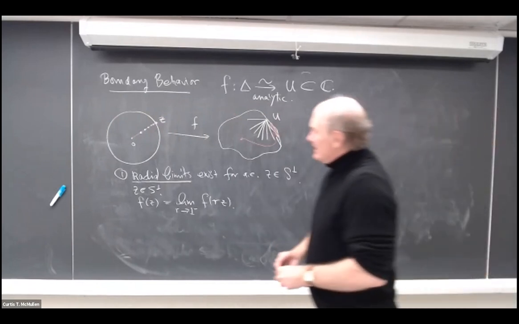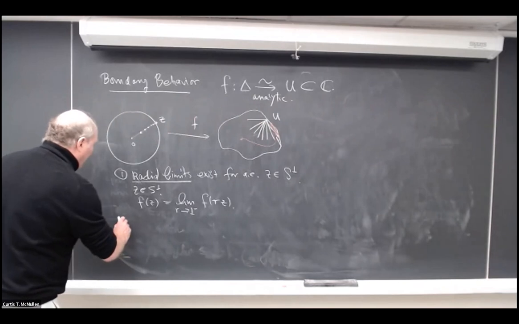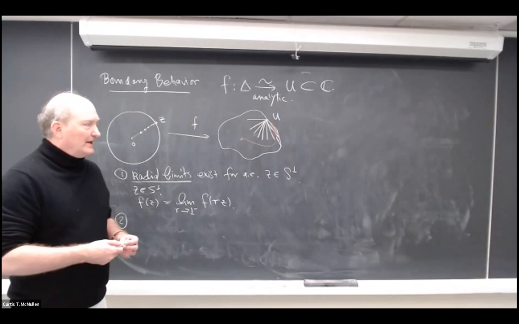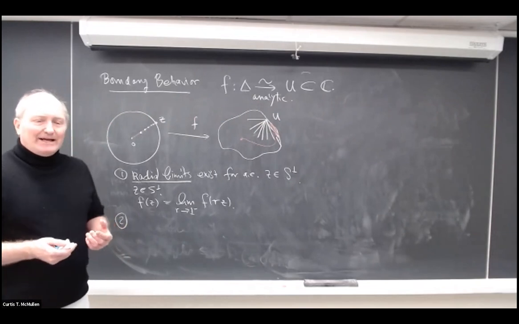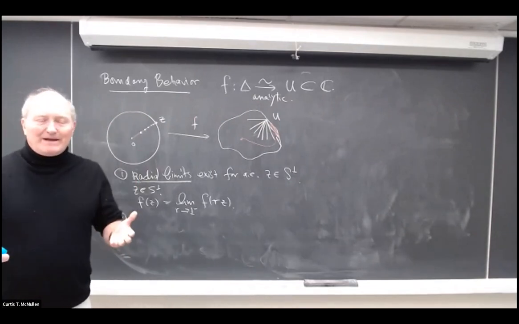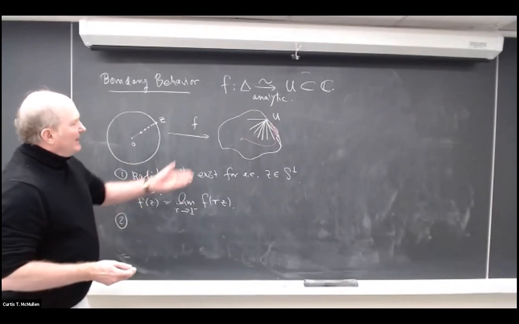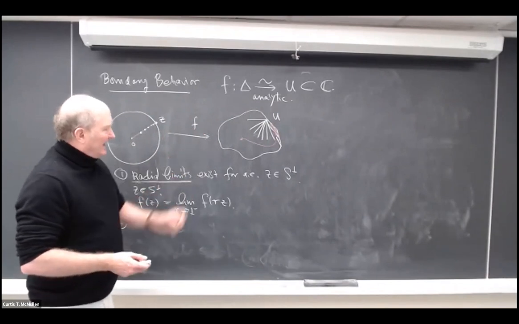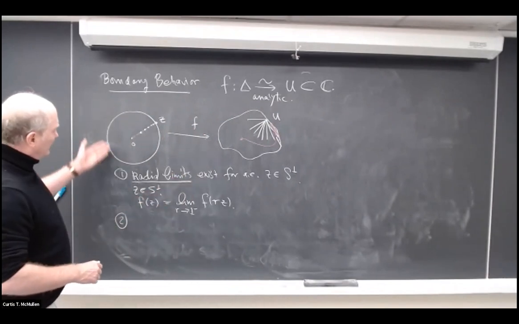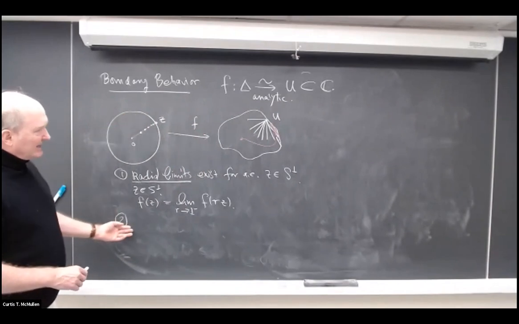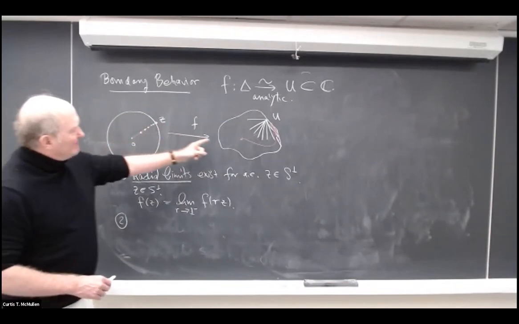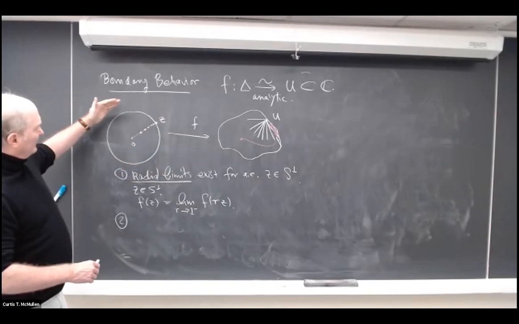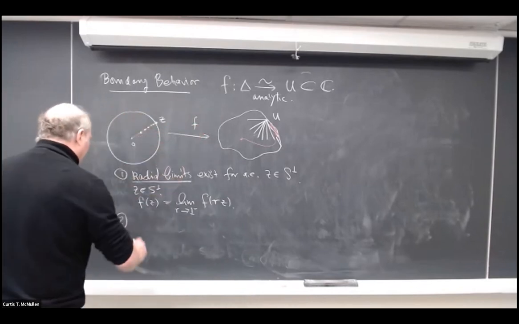Okay. Now, one can soup up this argument to prove some stronger theorems, which are also very natural. And what they say is that the boundary values are as well behaved as they can possibly be. This says the boundary values, no matter how bad the domain is, exist as often as you like, at least on a set of full measure. The second statement is, if the boundary of U is a Jordan curve, then in fact, F extends to a homeomorphism, sending the circle to the boundary of U.